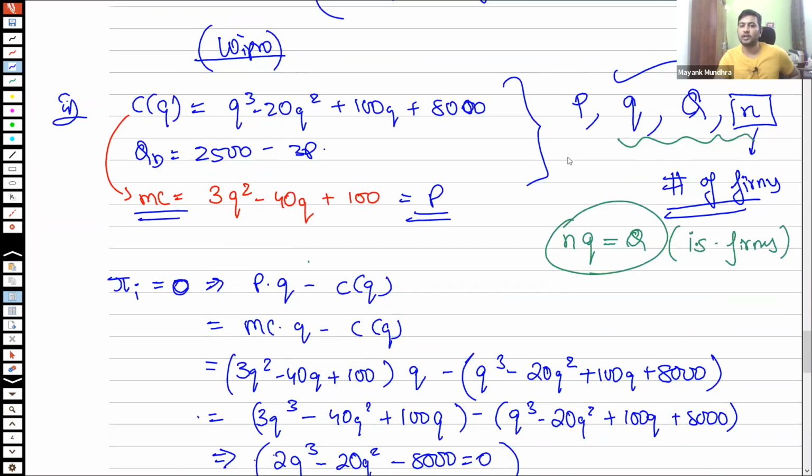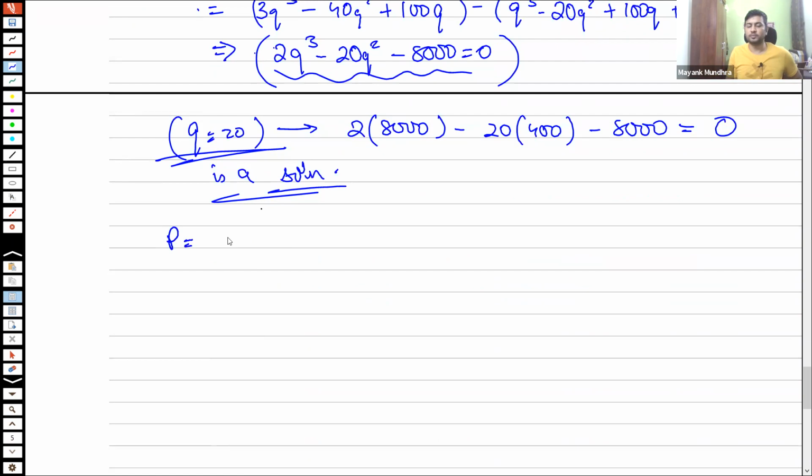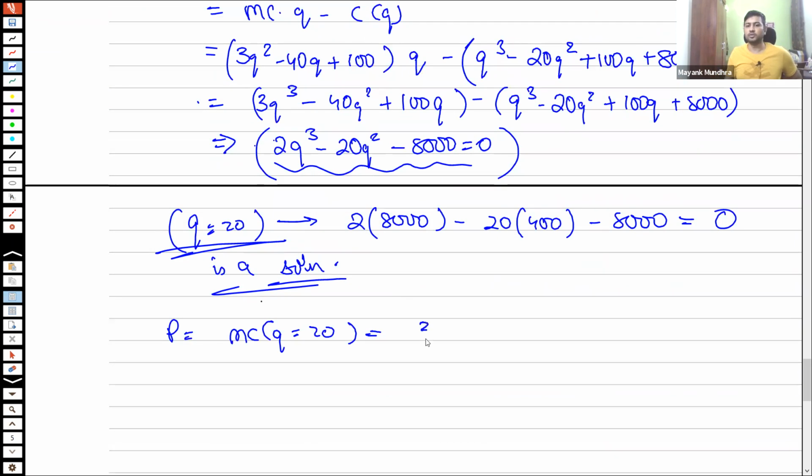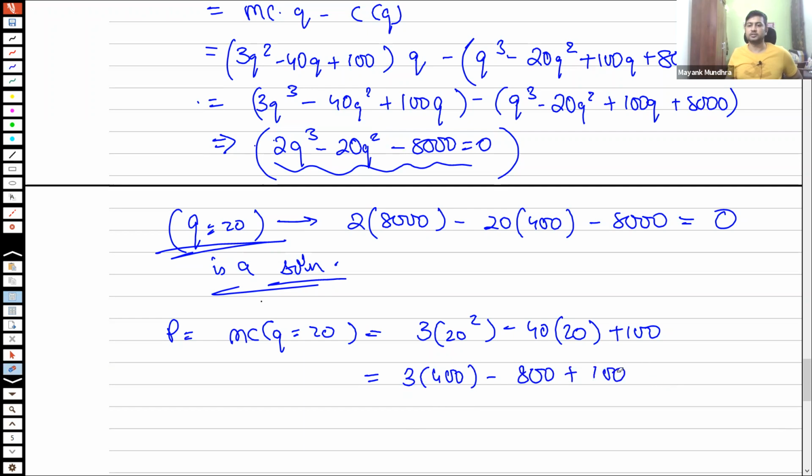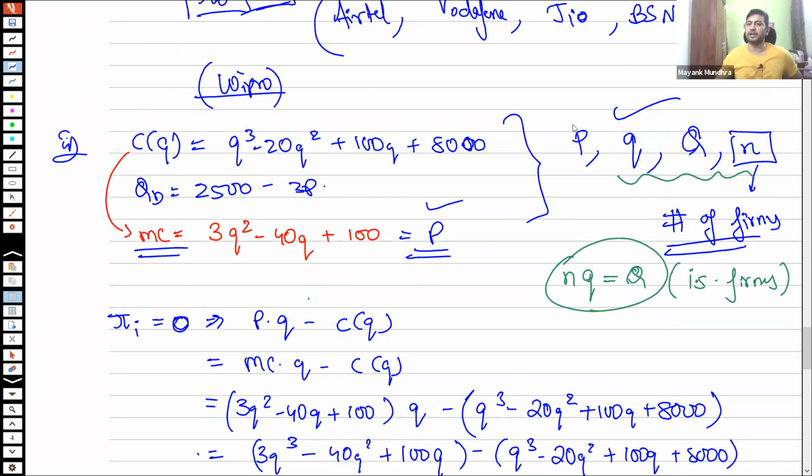Now that I have my q value, I can find the price as well. Price equals marginal cost at q equals 20, which is 3 times 20 square minus 40 times 20 plus 100. So that is 3 into 400 minus 800 plus 100. That is 1200 minus 800, 400, plus 100 is 500. So that is the price. I found out the price.